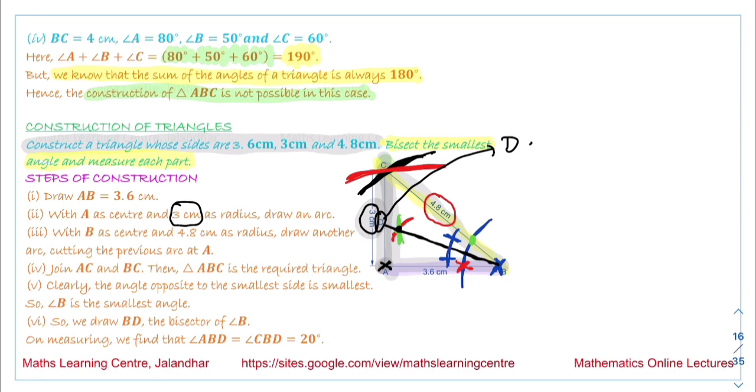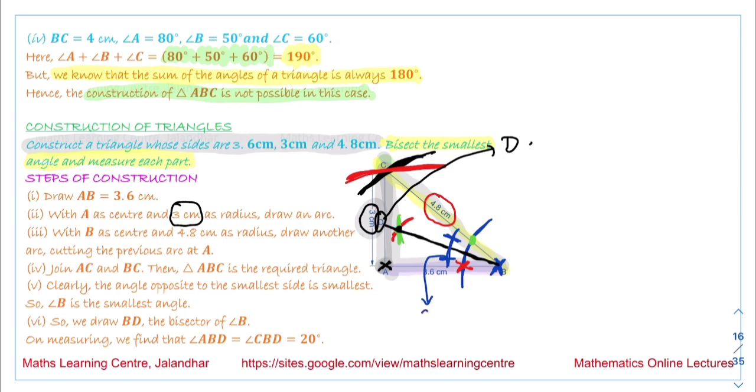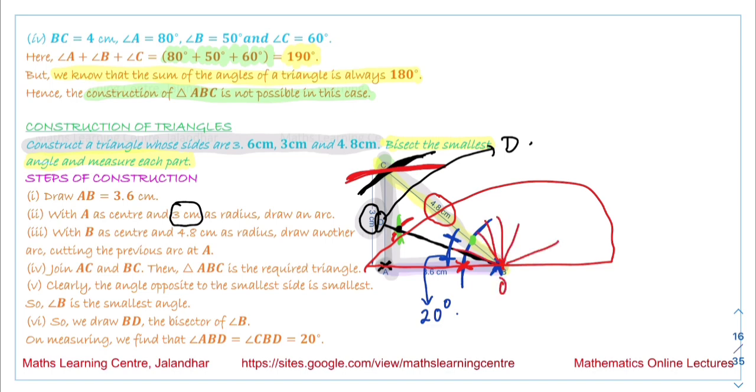And when we measure this angle, we get that the value of this angle is 20 degrees. How will you measure the angle? You will keep the protractor over here, like this. It is 0. Then you have angles over here, and then this angle over here. You will see that this angle is 20 degrees.